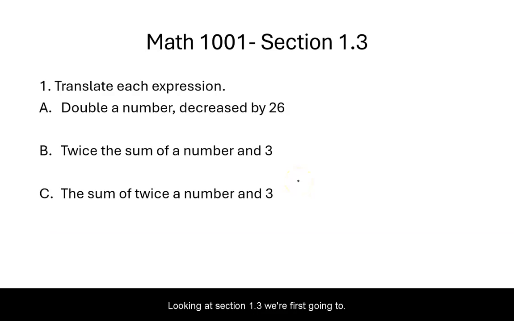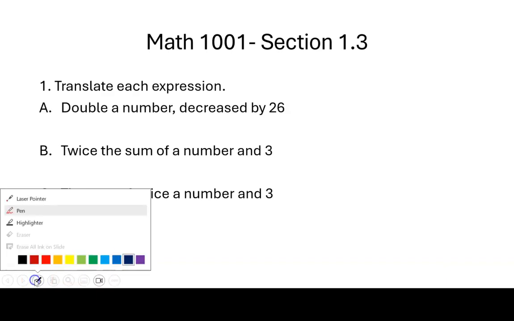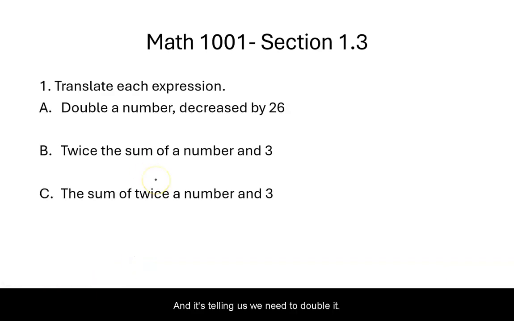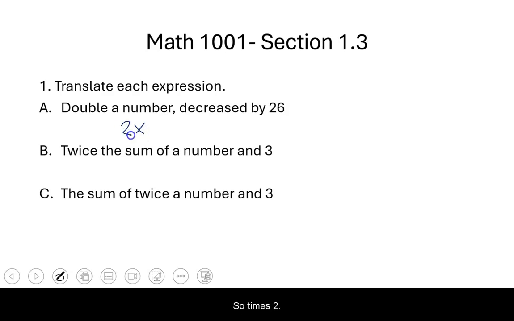Looking at section 1.3, we're first going to translate each expression using the mathematical words. So the first example is double a number and decreased by 26. When you double a number, that's going to be our x, and it's telling us we need to double it, so times 2, decreased, so minus 26.